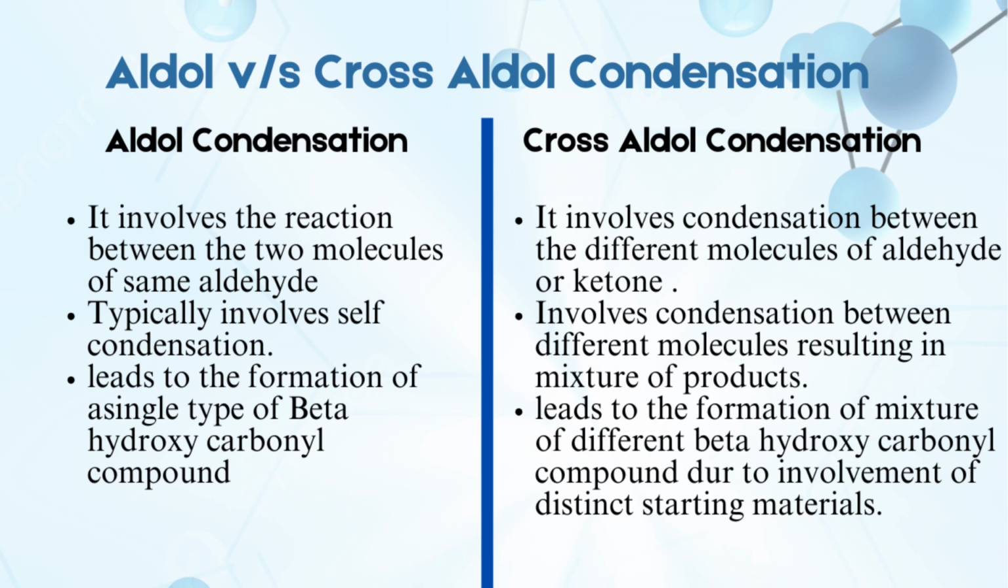So aldol condensation leads to the formation of a single type of beta hydroxy carbonyl compound. But in case of cross aldol condensation, it results in the formation of a mixture of different beta hydroxy carbonyl compounds due to the involvement of distinct starting materials, that is the different starting materials. So due to the presence of different starting materials, what happens? We get a mixture of products.